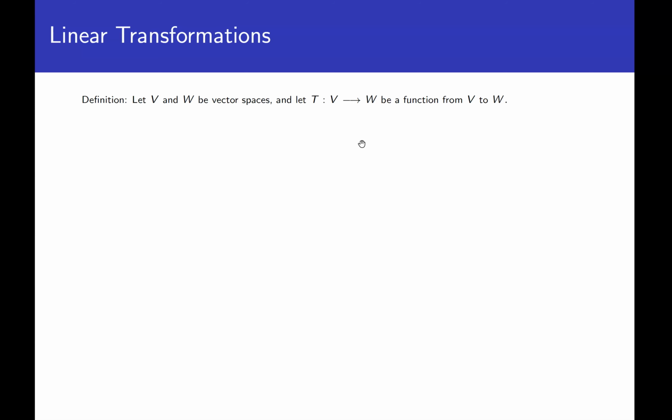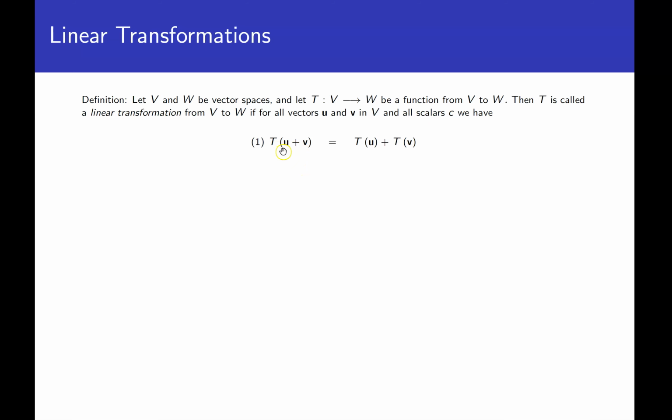So V and W here are going to be vector spaces, and we're going to have a function T that has a domain of V and a codomain of W. Then T is called a linear transformation if, whenever we have any two vectors u and v from V and any scalar c, the function satisfies these two properties. The first one is that the transformation will break up over sums. So T(u + v) is the same thing as T(u) + T(v).